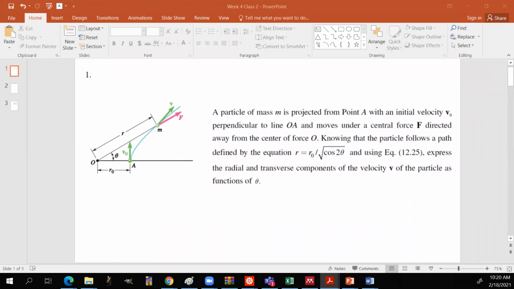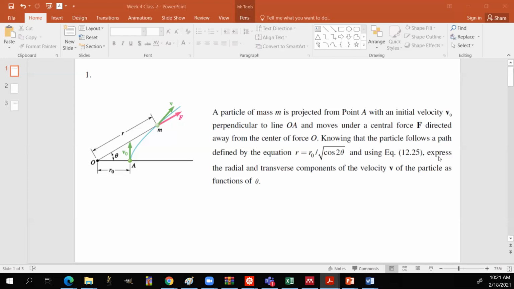Problem number 1, right? So you're told that there's a particle of mass m that's projected from point A with an initial velocity v naught, perpendicular to the line OA, and it moves under a central force that is directed away from the center of force O. You know the equation of the path; it's defined by this expression. And when the question says using equation 12.225, they're just talking about using the conservation of angular momentum.